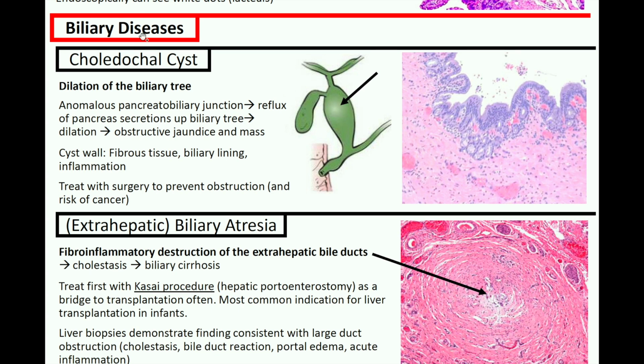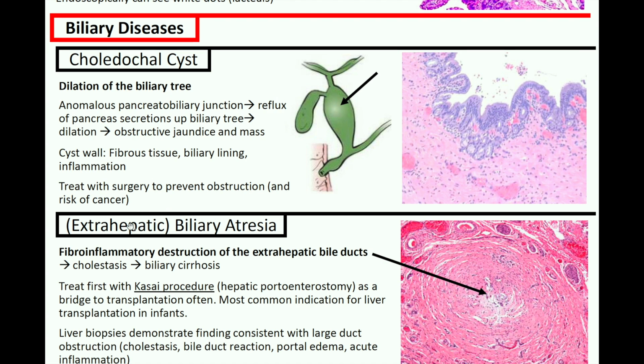All right, last little category, we've got biliary diseases. So first up, we've got a choledochal cyst, and that is a dilation of the biliary tree, which is an anomalous pancreatico-biliary junction leading to reflux of pancreatic secretions up the biliary tree, leading to dilation and obstructive jaundice and a mass formation. So you're going to have a cyst wall with fibrous tissue, biliary lining, and inflammation, as shown here in the image, and it's treated with surgery to prevent obstruction and risk of cancer formation.